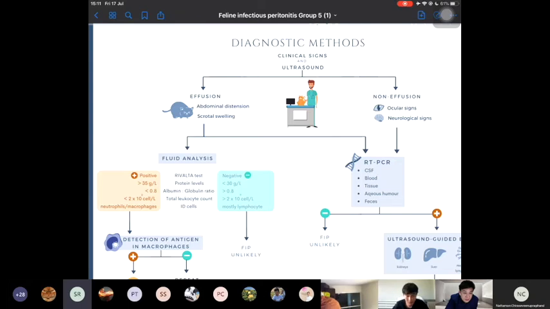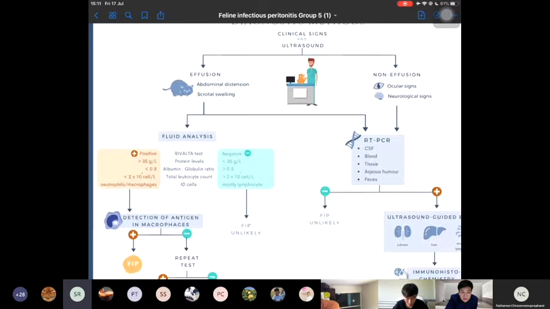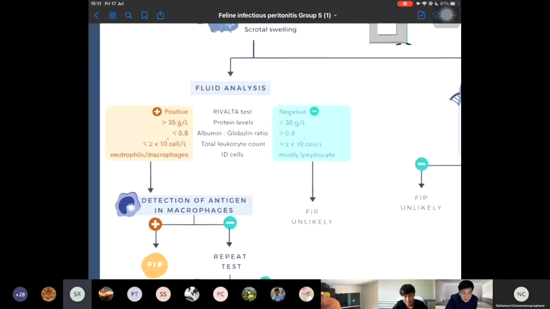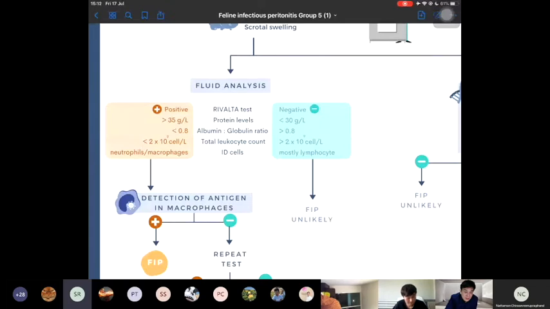Let's talk about the effusive form first. Fluid analysis should be performed to distinguish FIP effusion from other types of fluid. FIP effusions are usually clear, sticky, straw yellow, and protein-rich with a total protein concentration of more than 35 grams per liter and make a positive result from the laboratory test. However, a positive result from the laboratory test is not specific to FIP. There are many causes that make this test positive.